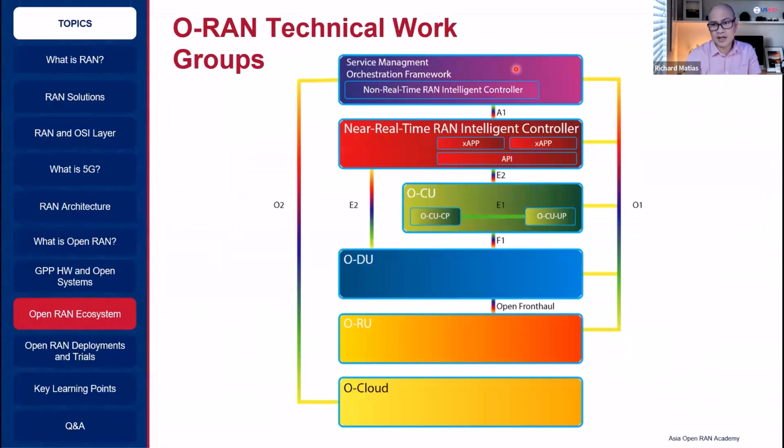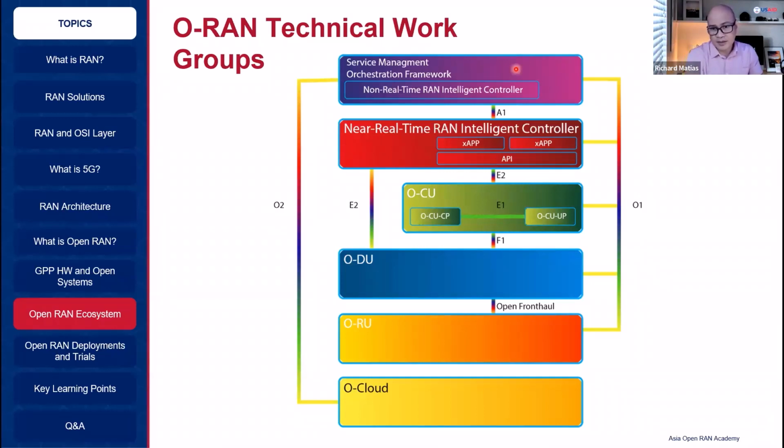So this one is the one managing or orchestrating all the functions and tasks in the radio access network, powered by the non-real-time RAN intelligent controller. So the non-real-time intelligent controller handles tasks greater than 1 second. Any task greater than 1 second is handled by the non-real-time intelligent controller.